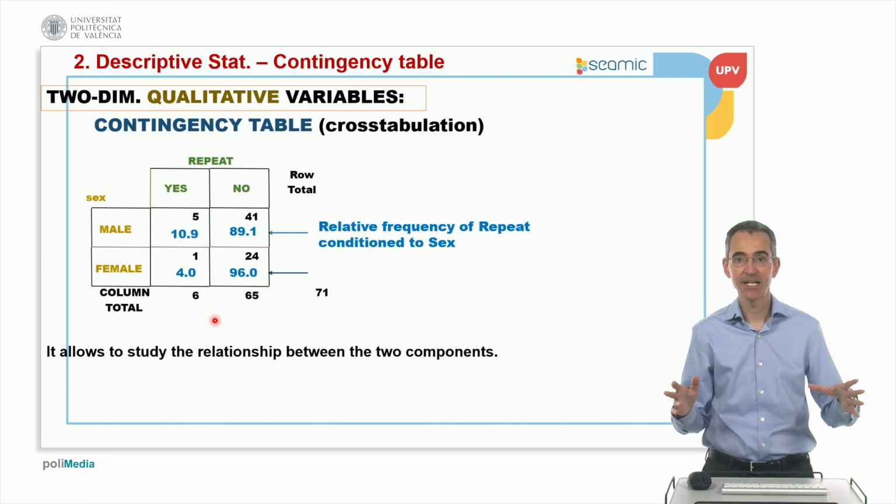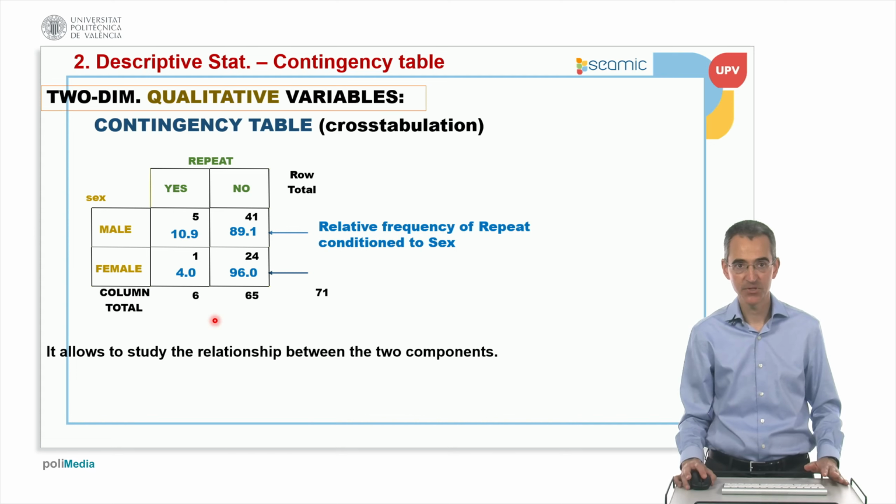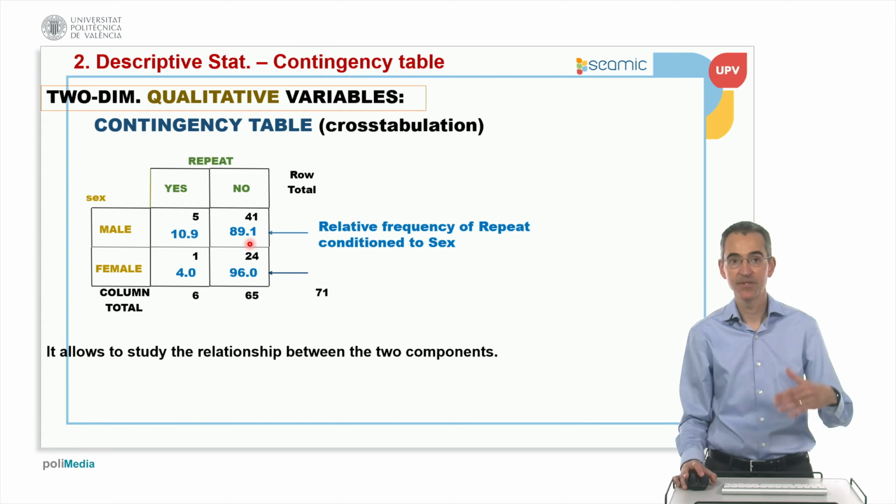So every time that I see percentages inside a table like this one, I have to check how they sum to 100%, because there are 3 possibilities. They can sum 100% in rows, or they can sum 100% in columns, or they can sum 100% if I sum all the percentages in the table. So in this case, we can check that if I sum in rows, they sum to 100%. So we have the relative frequency of repeat conditioned to sex.